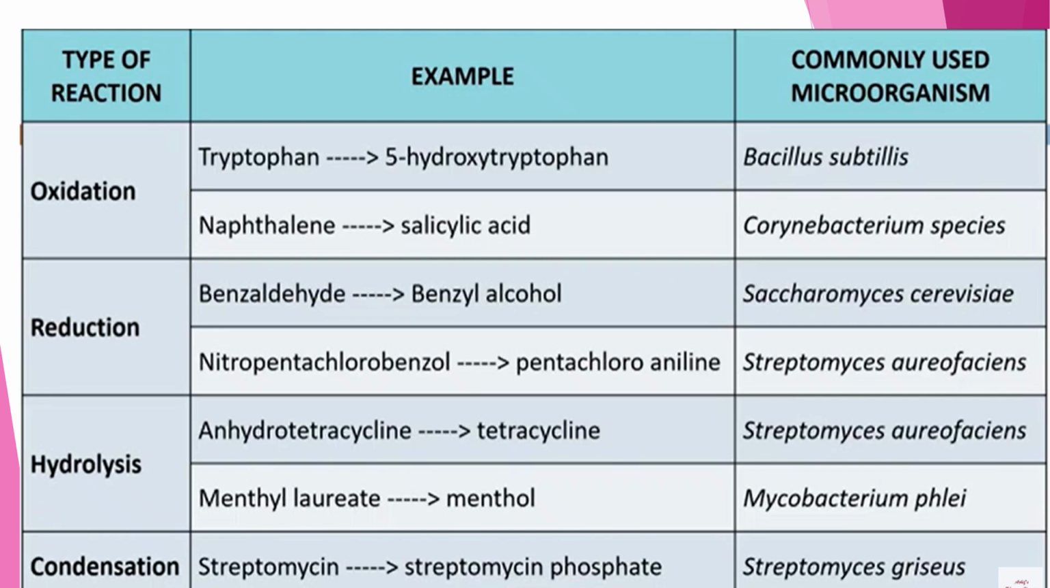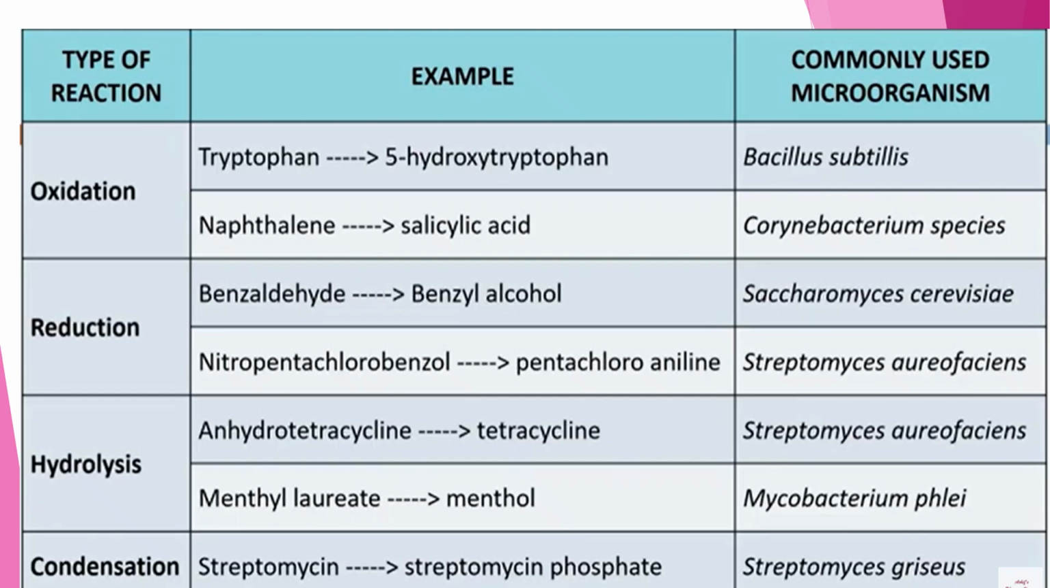Then nitropentachlorobenzol can be converted into pentachloroaniline by Streptomyces orophyciens. In case of hydrolysis, anhydrotetracycline can be converted into tetracycline by Streptomyces orophyciens. Menthol laurate to menthol by Mycobacterium feli. Then another type of reactions are condensation reactions.